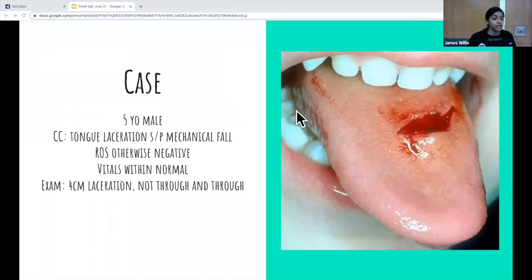So just to start with the case, while I was on PZD, Dr. Shaw and I had a 5-year-old male who fell while he was playing outside. He presented to the ED with a 4-centimeter laceration in the mid-tongue. The laceration did not go through and through, so we felt like we could do the lac repair in the ED without calling OMFS. Otherwise, the patient was stable and had no other injuries.